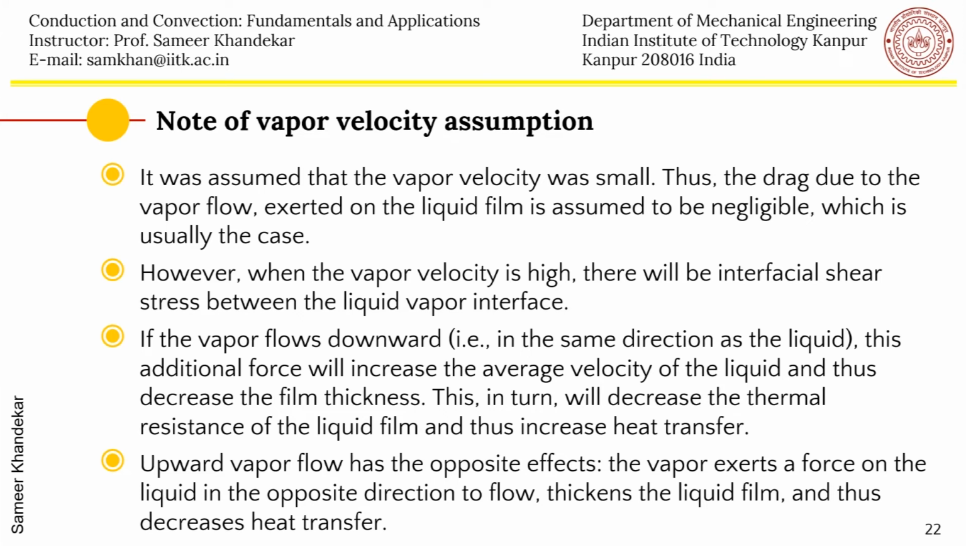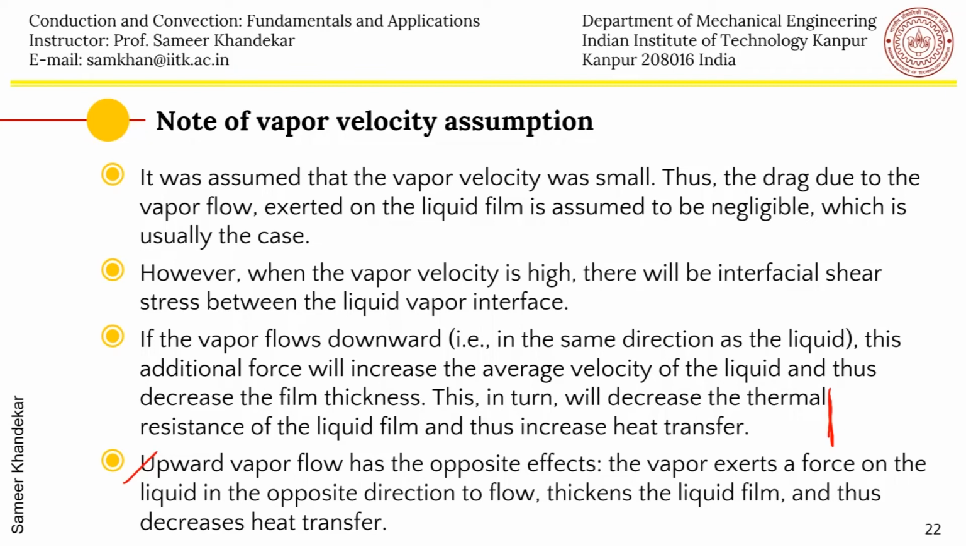So please remember that the velocity of the vapor can be either supporting, to reduce the film thickness, or if it is an upward flow, then it has the opposite effect. The vapor exerts a force on the liquid in the opposite direction of the flow, which will thicken the liquid film and thus decrease the heat transfer. So in general, we have assumed the vapor flow to be negligible, but in reality it does affect the film thickness because of the shear stress caused by the relative velocity between the vapor and the liquid, and this will either increase or decrease the heat transfer depending on the direction of this shear.